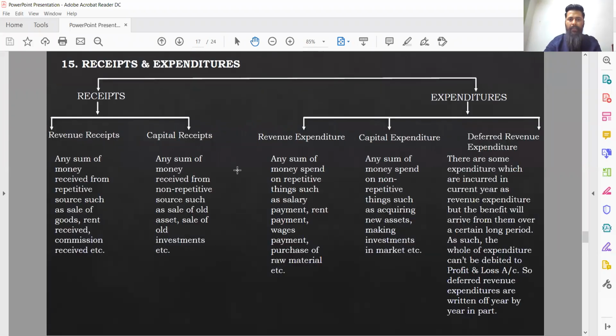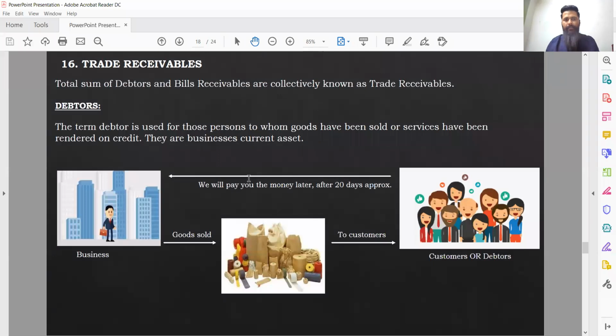In the previous video, the last terms which we have discussed are receipts and expenditure. Now let's move to the next term, that is trade receivables. By the term trade receivables, it is basically the sum of debtors and bills receivables. Collectively, the total amount of debtors plus the total amount of bills receivables are termed as trade receivables.